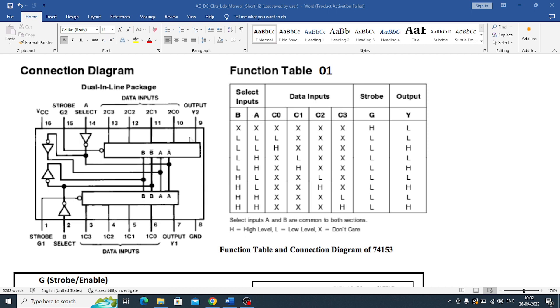Now here G is the strobe input or enable input. See, for the first multiplexer it is G1 or 1G bar. Actually it should be written as G1 bar. You can see here there is a bubble. Means when you make G1 as 0, the first part will be active. Similarly, when you make G2 or 2G as low, the second one will be active. At a time, if you make both active, both the multiplexers will be selected.